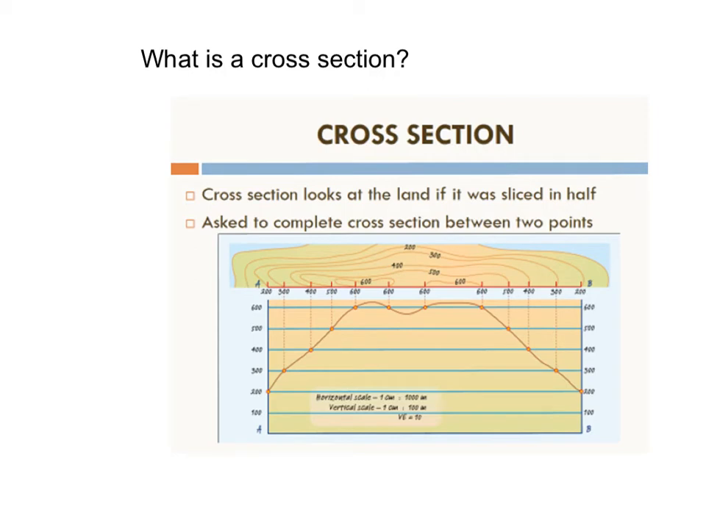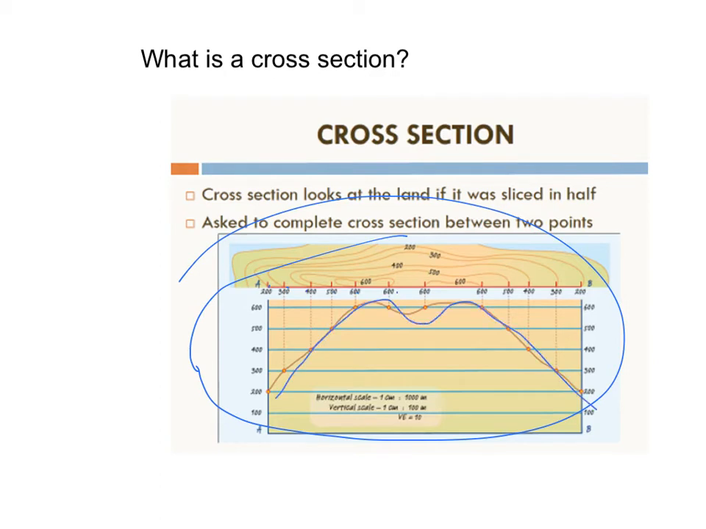So what is a cross-section? I've just taken this from a PowerPoint. A cross-section looks at the land if it was sliced in half. It gives you a side profile of a landscape that you would have on a topographic map. So a topographic map has contour lines, and the contour lines show height, and we use those height lines to show us that side profile, and you can see that down here. These different markers here are the height, and then we end up being able to draw in our side profile.